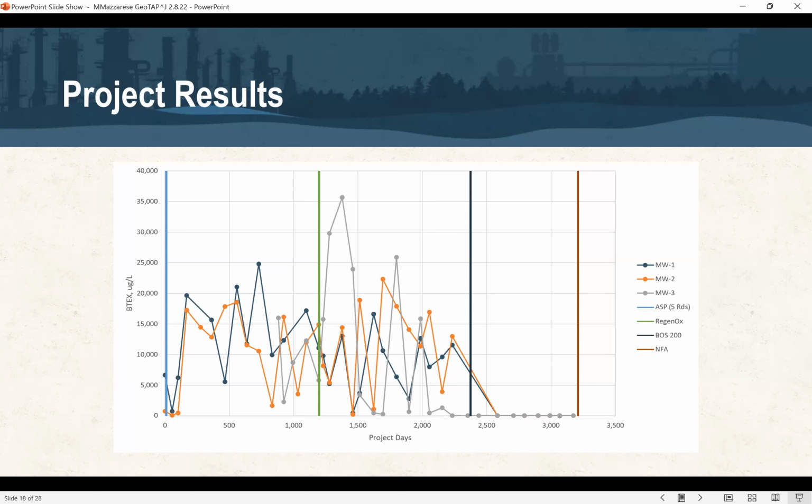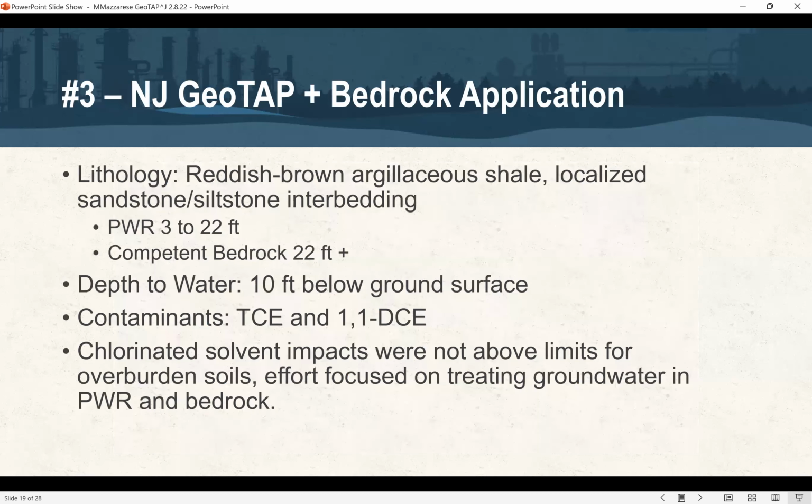So now, those were 2 hydrocarbon sites. We'll talk about a couple chlorinated sites here. So here's a site that's in New Jersey. You can see a description of the geology there. It had partially weathered rock from 3 to 22 feet, and then competent bedrock below that. Depth to water was about 10 feet BGS. And the contaminants of concern were TCE and 1,1 DCE.